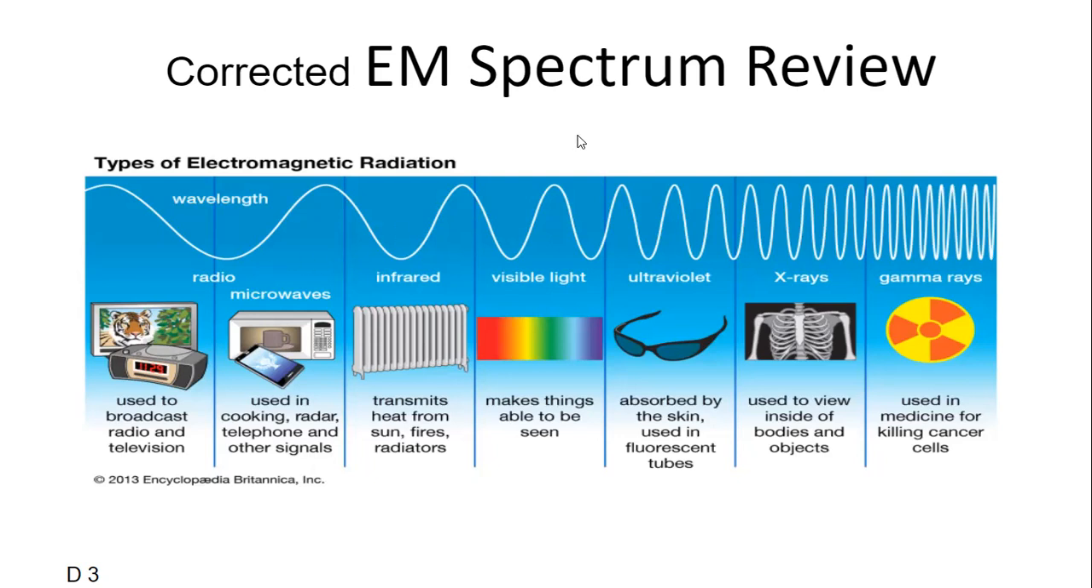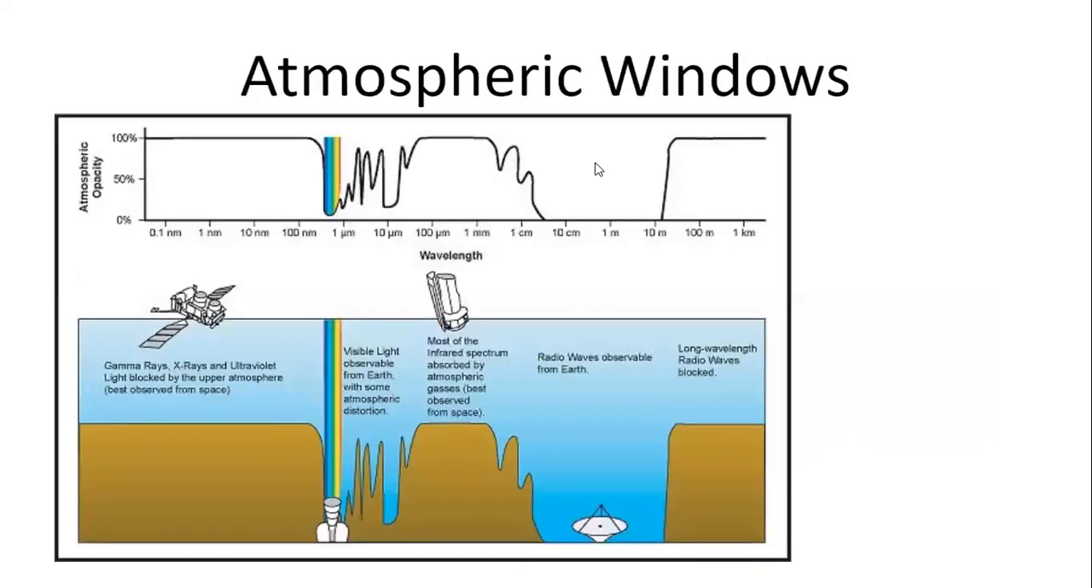And these have implications for how we do astronomy because we see all of these in space. And this is an inaccurate model because it shows them as all even, but really radio waves make up over half and visible is a teeny tiny portion. So because we have an atmosphere, not all of those wavelengths penetrate to Earth's surface. So these are our atmospheric windows.